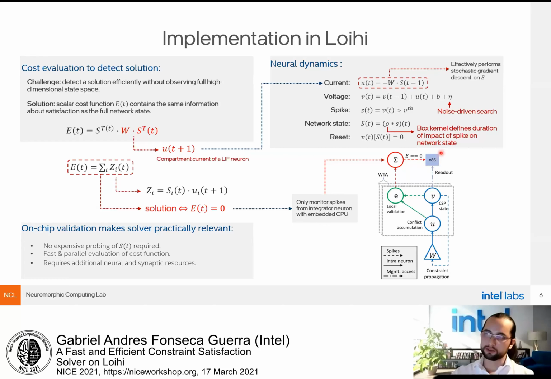And then at this point, I only need to use the on-chip x86 processors to monitor one neuron instead of the perhaps thousands or millions of neurons that I will have in my network. So I only monitor this neuron. Once this neuron has spiked, then I know that I need to stop the simulation or the hardware and go and retrieve the state of the neurons, and that will encode the solution to my problem. And what this brings is that we have no expensive probing of the states of the full network, and this allows a very fast evaluation of the cost function, and then the solver itself is becoming competitive.